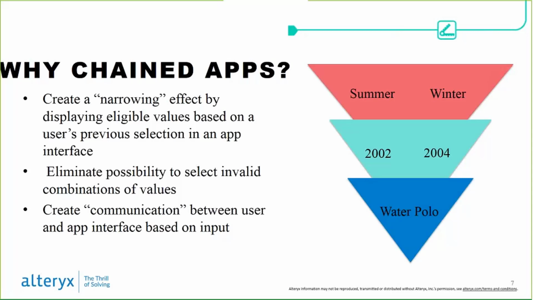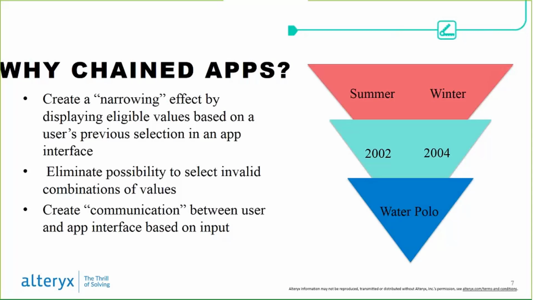So for example, if in a window I ask you, do you want to learn about the Summer Olympics or the Winter Olympics? And let's say you click Summer Olympics. Well, in the next window, let's say it's a drop-down or a list box, I don't want you to be able to select 2002, because there was no Summer Olympics in 2002. They were in 2004. And then from there, if I select Summer 2004, I only want you to be able to select water polo. I don't want you to be able to select ice skating or skiing or a sport that isn't relevant to what you just selected in the previous interfaces.